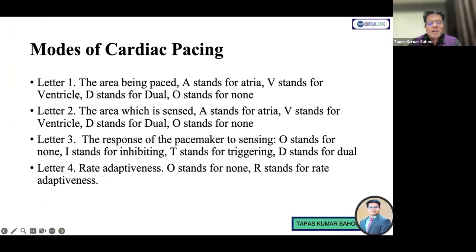Now, the modes of cardiac pacing: letter 1, letter 2, letter 3, letter 4. There are 4 letters normally in cardiac pacing. Letter 1 is always the area being paced. Letter 2 is sensed. Letter 3 is the response of the pacemaker to the sensing. O stands for none, I stands for inhibiting, T stands for triggering, and D stands for dual, if both things can happen. Now letter 4 is rate adaptiveness. O stands for none, R stands for rate adaptiveness. So this is the typical nomenclature that you should remember.